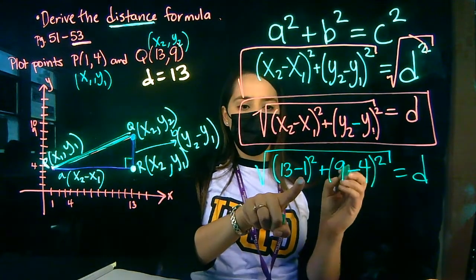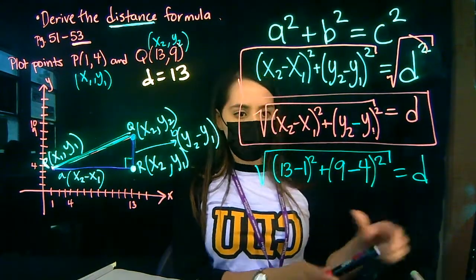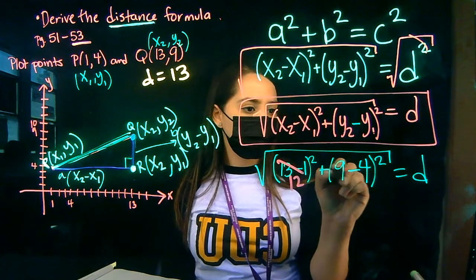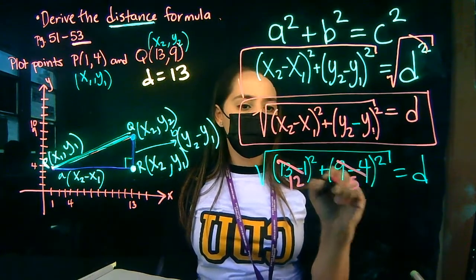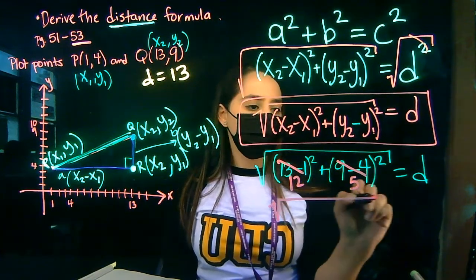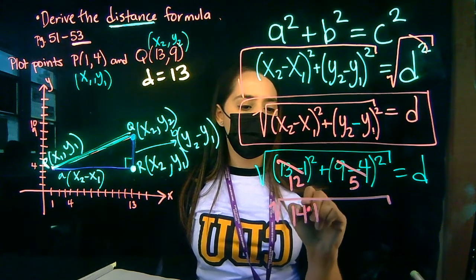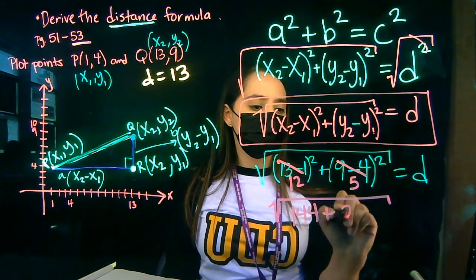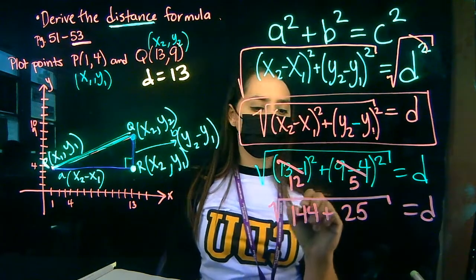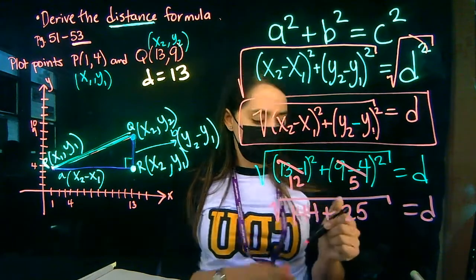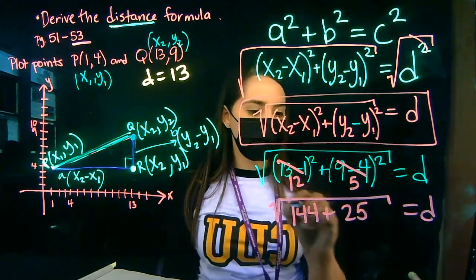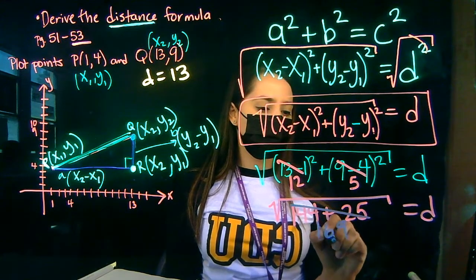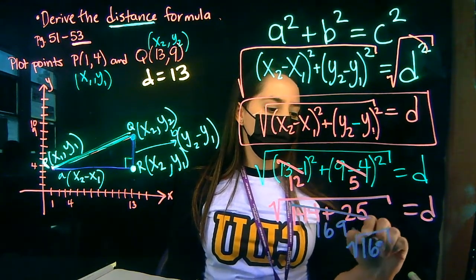What's 13 minus 1? 12. What's 9 minus 4? What's 12 squared? 144. What's 5 squared? What's 144 plus 25? 169. What's the square root of 169? 13.